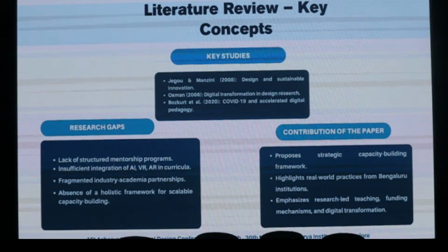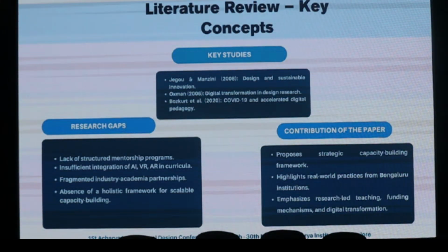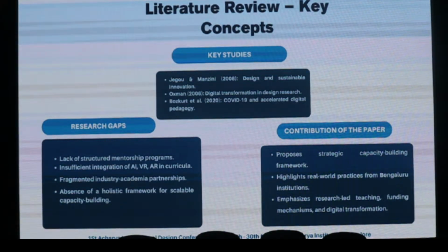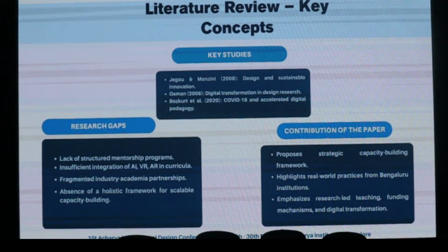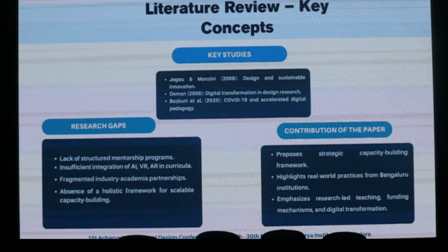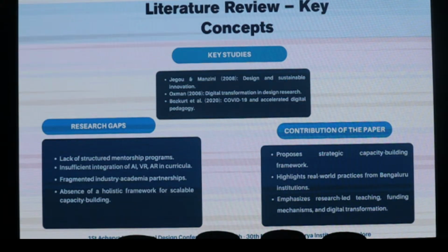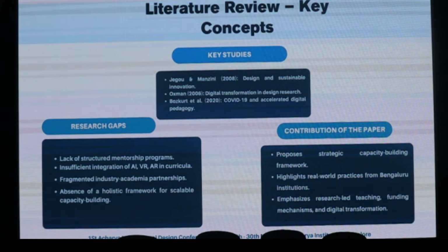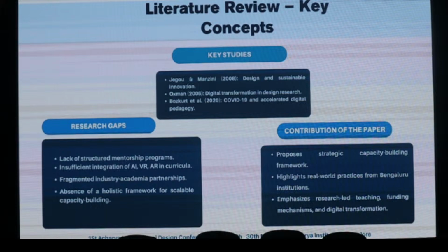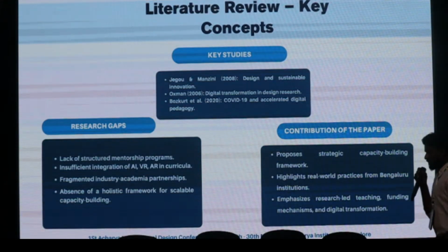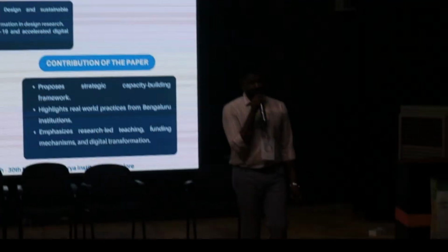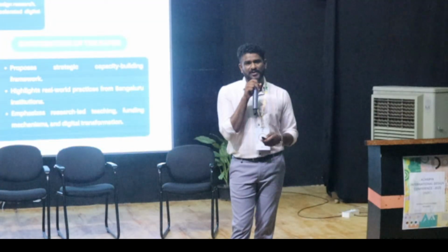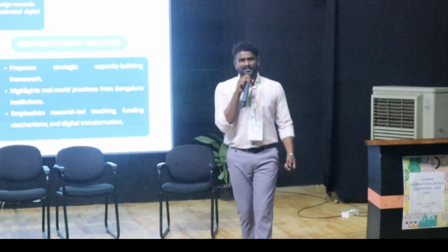Next, the literature review and key concepts: we have referred to a lot of international papers for this. Design thinking as a keynote, research which is being brought up in an effective way. One example is when COVID-19 was used as design thinking for better concepts, like developing garments out of it. When it comes to garment designing, the research gap is the lack of structured mentorship programs, along with the faculty or the management.